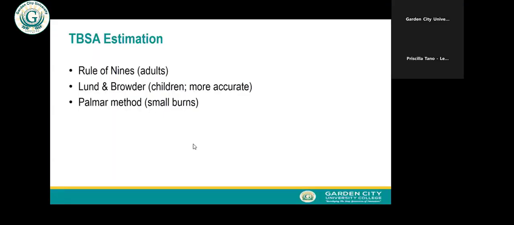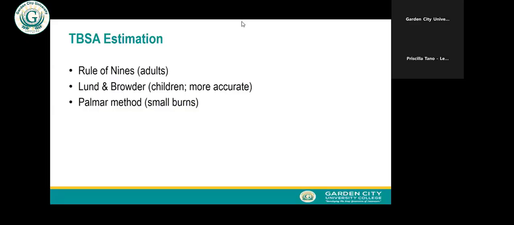All right. Then we have the Palmar method. What do you think is the Palmar method? That's the easiest. Can anyone come in to tell us about the Palmar method? Sister, yes, my dear.